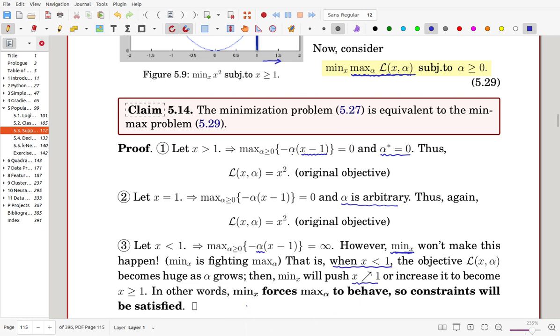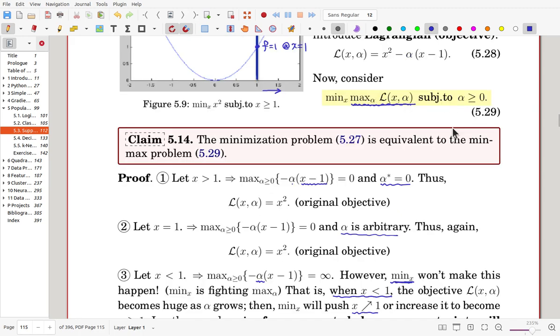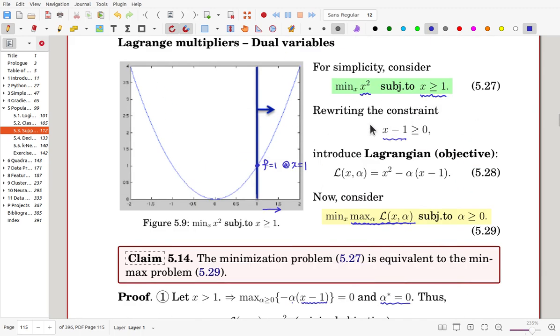So it means that the min with respect to x forces max alpha to behave so that eventually this min-max problem is equivalent to the original problem. That means that it will produce the same result. Okay.